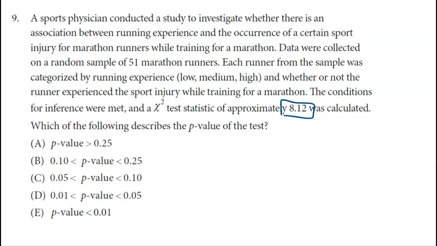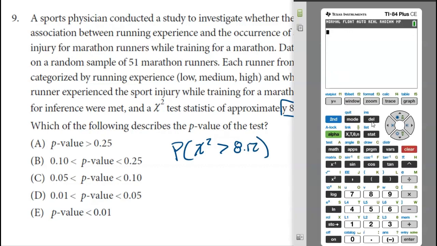Okay, so I have to find the p-value based on a chi-square test statistic of 8.12. The p-value is the probability that any other chi-square test statistic would come back more extreme than the one I got. So to get that, I'm going to go to my handy-dandy calculator.